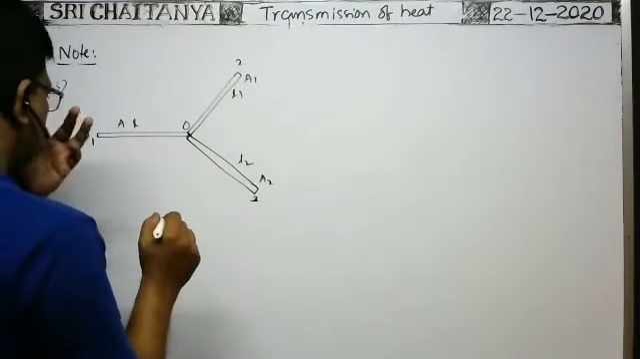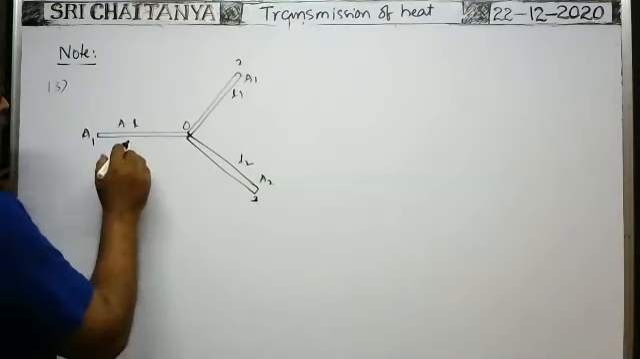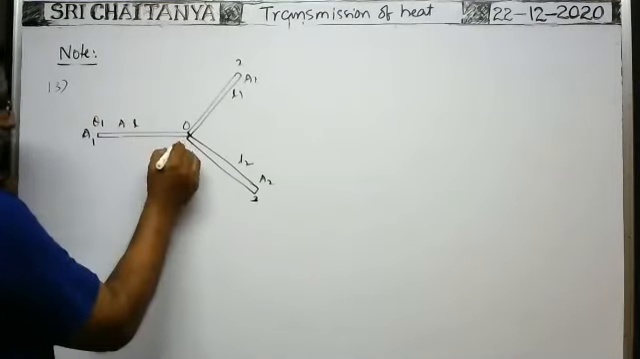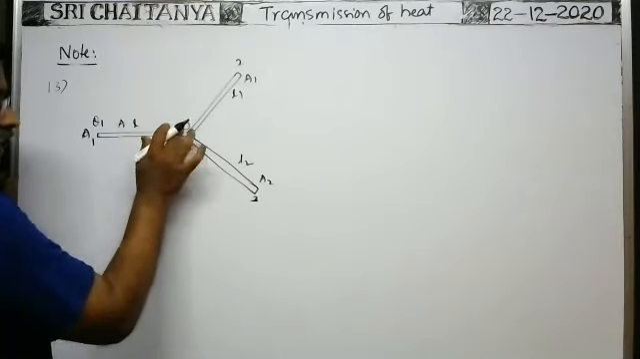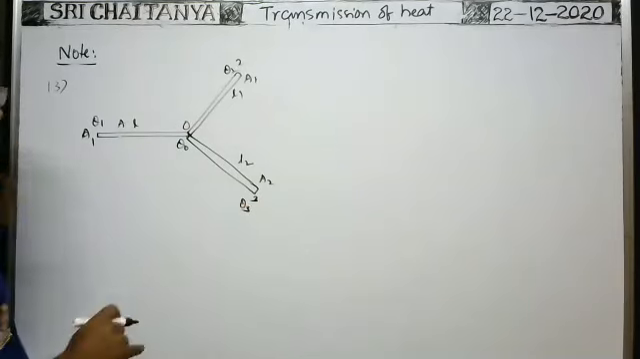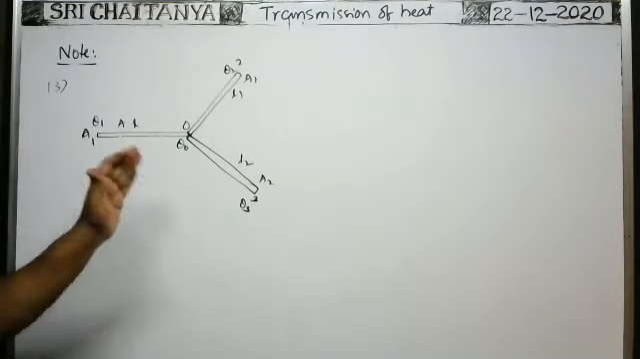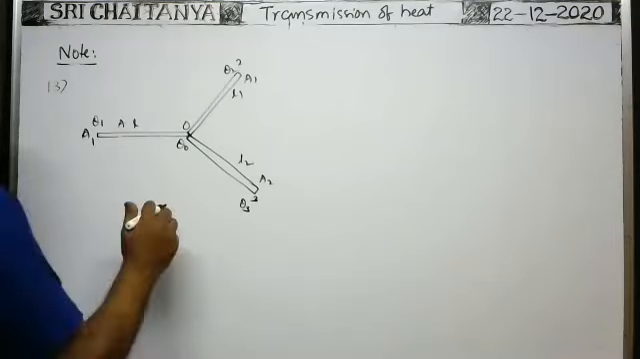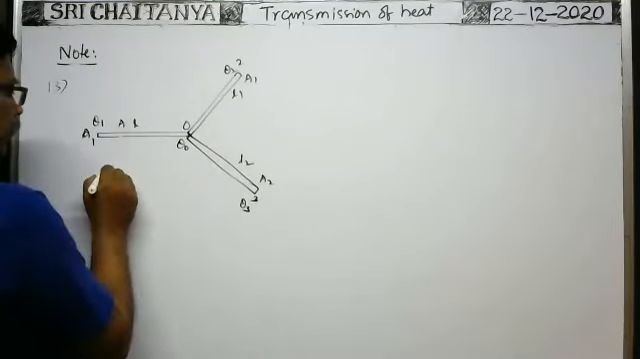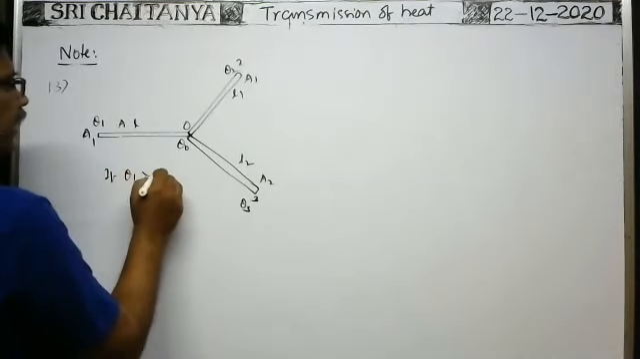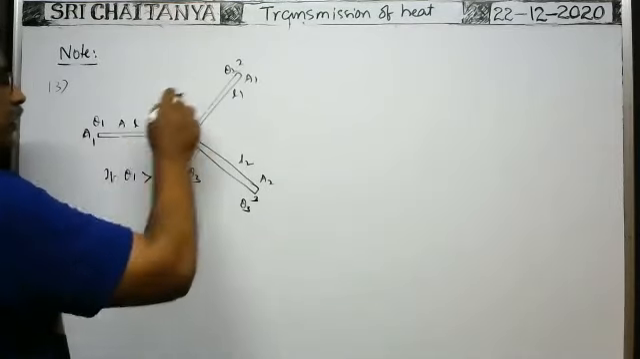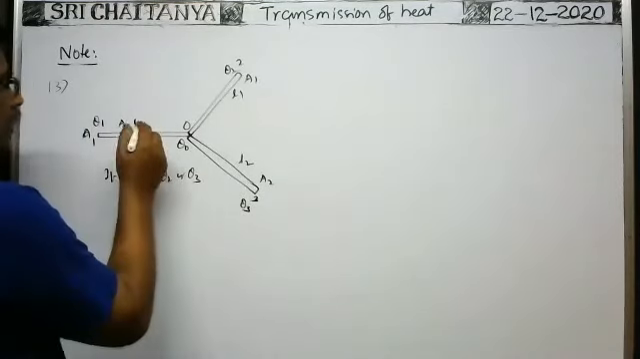Okay. Suppose the temperature at this end is theta1, here it is theta0, the temperature of the junction. At this end the temperature is theta2. At this end the temperature is theta3. Based on this, a problem was asked. Suppose theta1 is greater than these two. Then if theta1 is greater than theta2 or theta3, heat energy transmission takes place from theta1 in this direction.